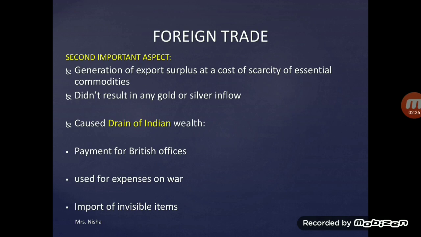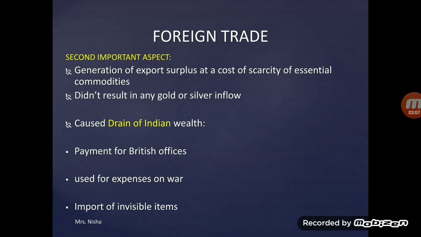The cost was scarcity of essential commodities. Children, I would like to talk about commercialization of agriculture, which we have already talked about in the first video. Britishers were encouraging farmers to produce more cash crops. When agriculture was commercialized, and a farmer has limited resources, now instead of producing food crops he is producing cash crops. So obviously, it will lead to scarcity of essential items like food grain, and that is exactly what was happening during that time.